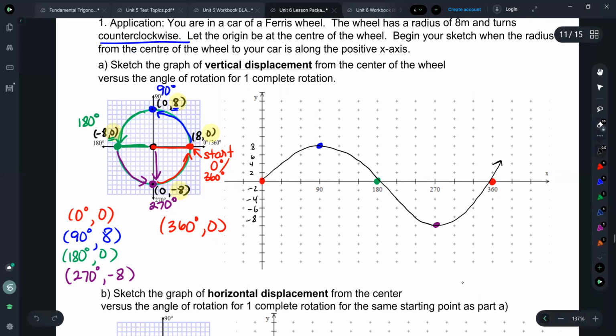Oh, did I graph this point wrong? I graphed it down 1 too far, didn't I? I did. I think I did. Yeah.